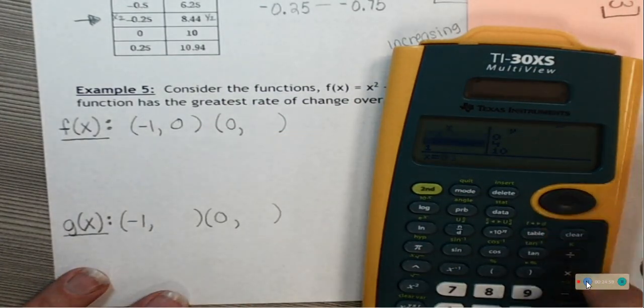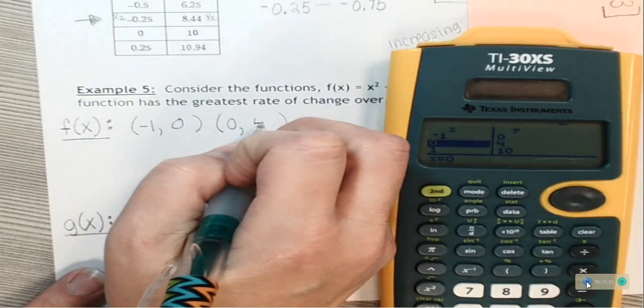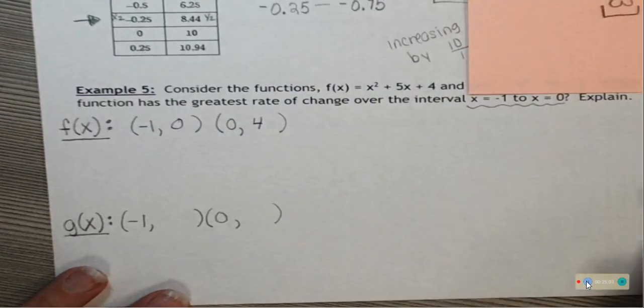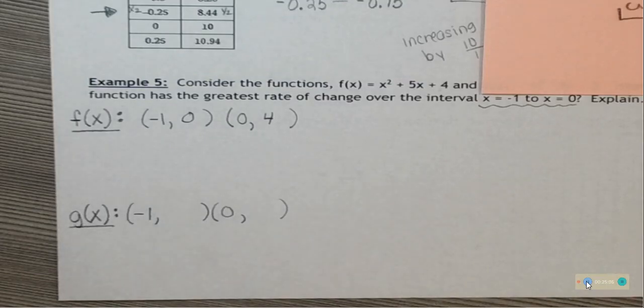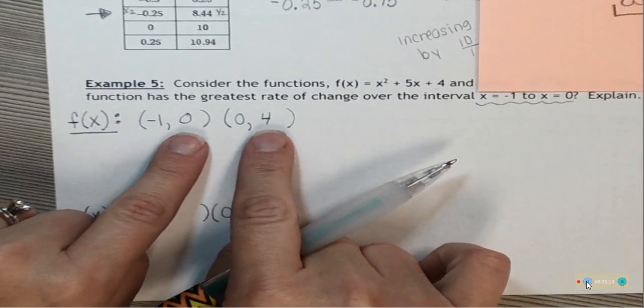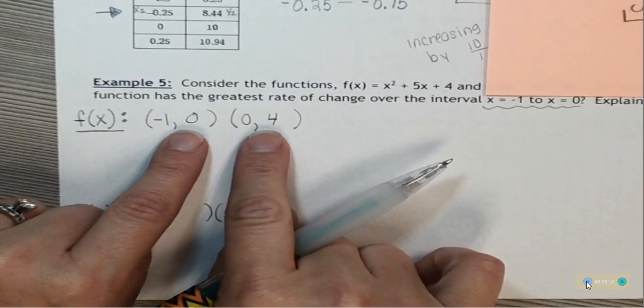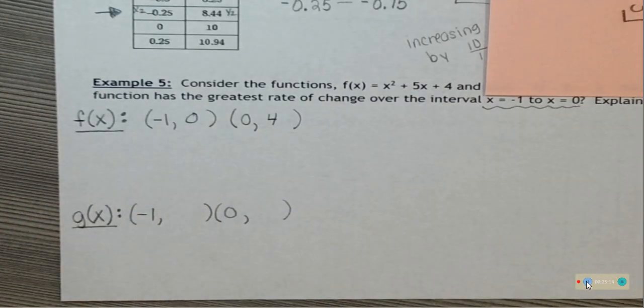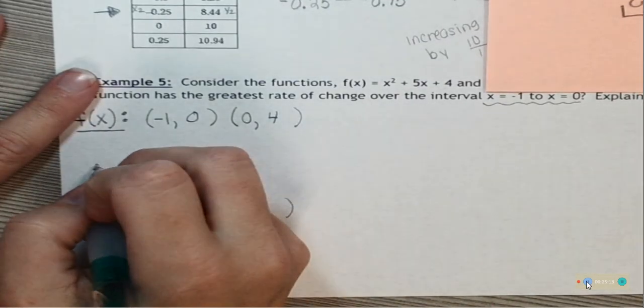When x is 0, y is 4. So right now, I'm still ignoring g down here. I'm only focused on f of x. I need the rate of change between these 2 points. If I need the rate of change, what formula do I use? What's it called?